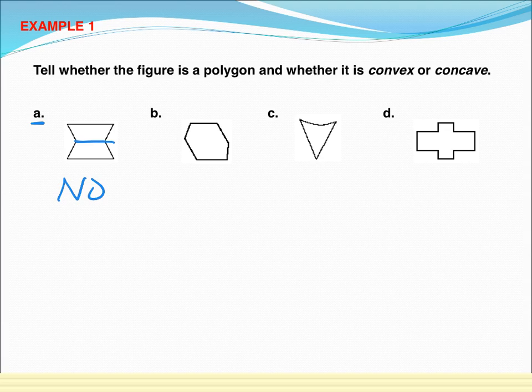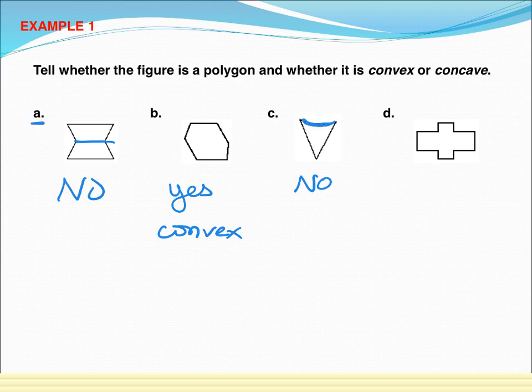This one, B, is this a polygon? Yes, it is. Okay? Is this polygon concave or convex? Convex. None of the sides are caving in. Now, C, is this a polygon? Correct. This is not a polygon because this is a curved side. A polygon cannot have a curved side. It's like an arc here. Okay, so no curved sides on polygons. So that one is not a polygon.